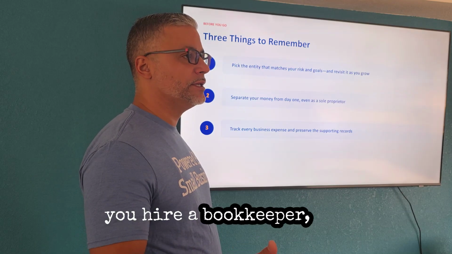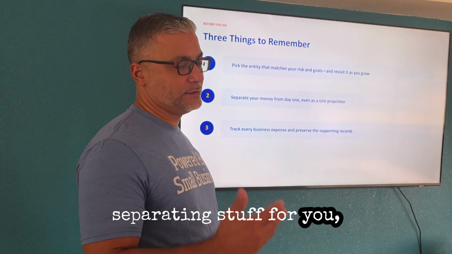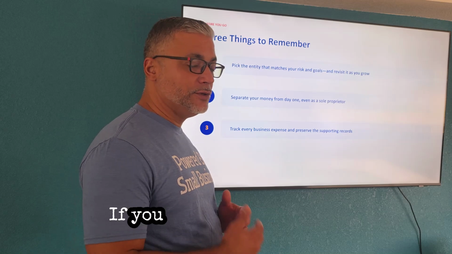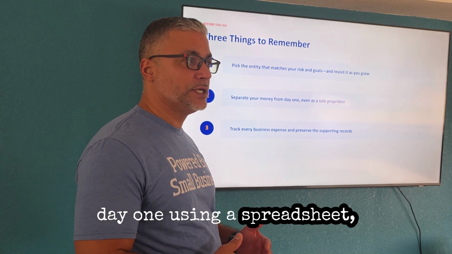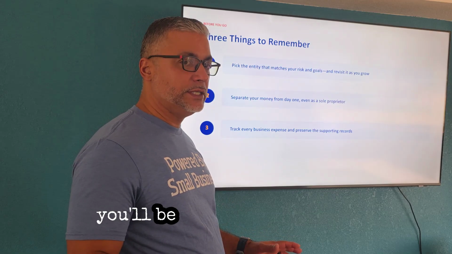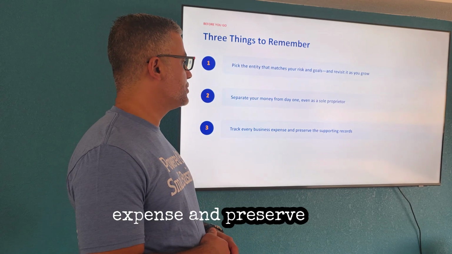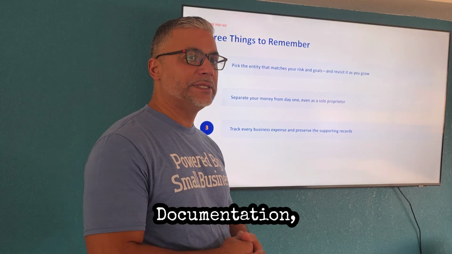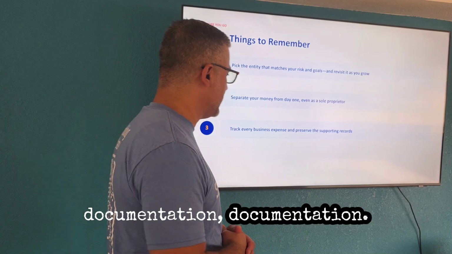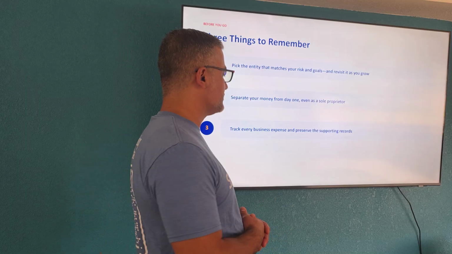And if you hire a bookkeeper and they have to go back and start separating stuff for you, it's gonna cost you money. If you start doing it from day 1, using a spreadsheet, using whatever tool is at your disposal, you'll be in a good position. Number 3, track every business expense and preserve the supporting documents. Documentation, documentation, documentation. I can't stress that any more than that.